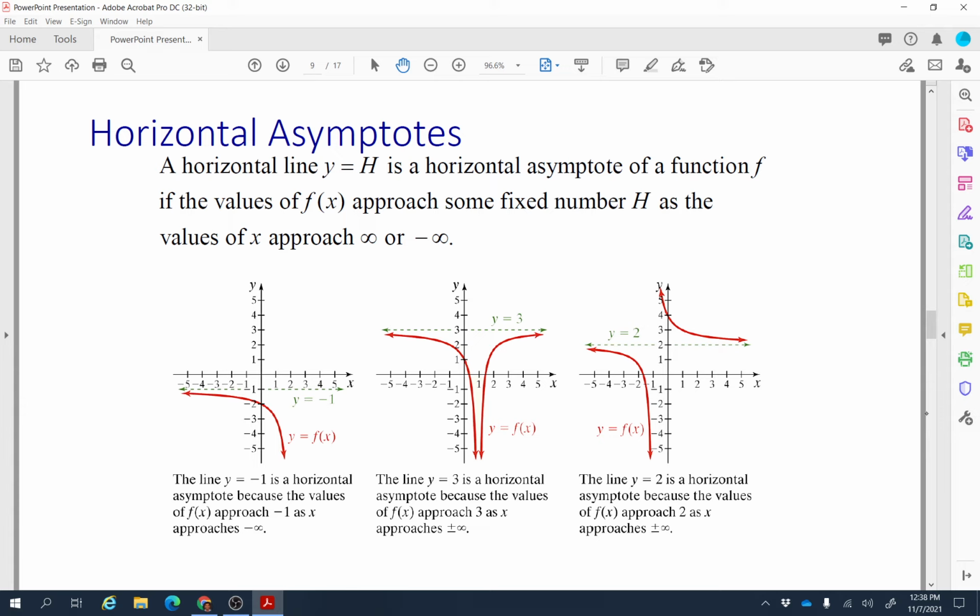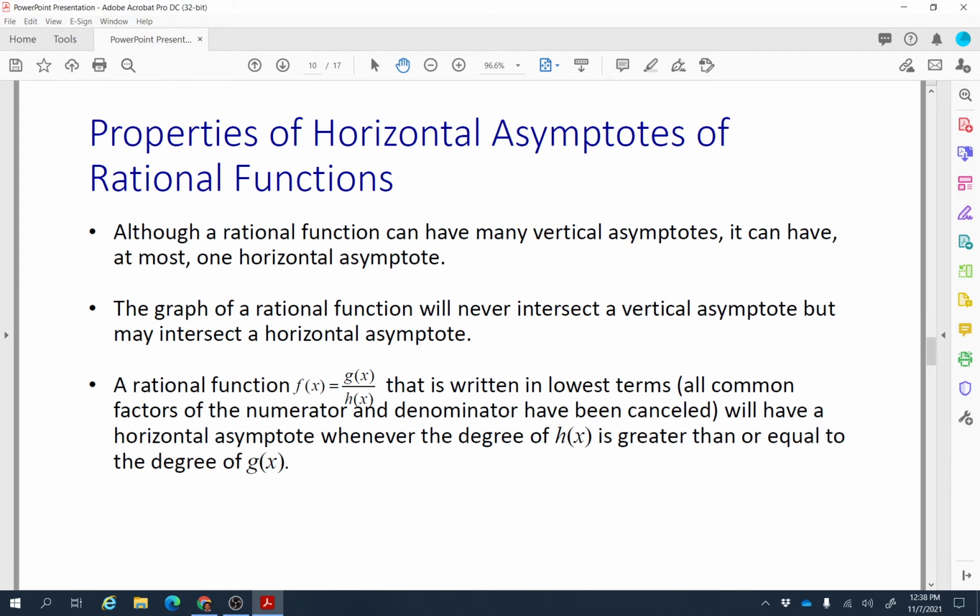And for finding the horizontal asymptote, this time the same thing happens, but instead of a vertical line, it's a horizontal line. A horizontal line y equal h is a horizontal asymptote of a function f if the values of f of x approach some fixed number h as x approaches positive infinity or negative infinity. Meaning, when you go to the extreme right, which is x tends to infinity, or extreme left, when x tends to negative infinity, if this function approaches some number h, that line y equal to h is called a horizontal asymptote. How do you find the horizontal asymptote?